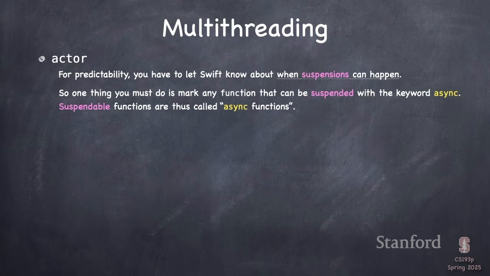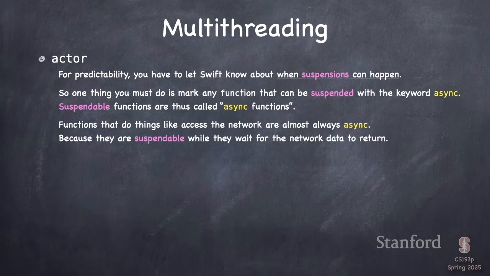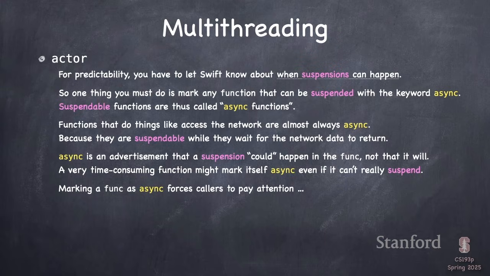And it also runs in a synchronous environment, so you can't call anything that might block, which is kind of a good combo there. Now, functions that inside of them do things like network access are always going to be marked async because they just can't block the actor. Okay, so they have to be marked async because they're suspendable, right? Async is really an advertisement that a suspension could happen in there, but it doesn't have to happen.